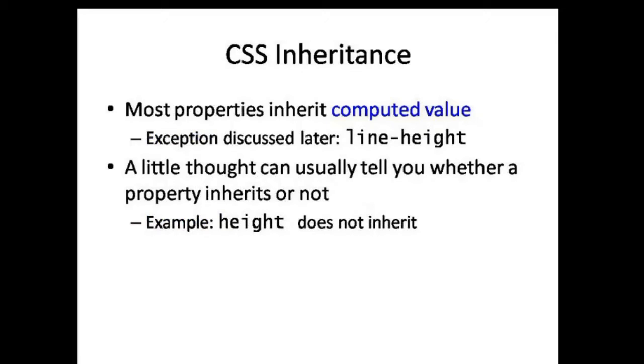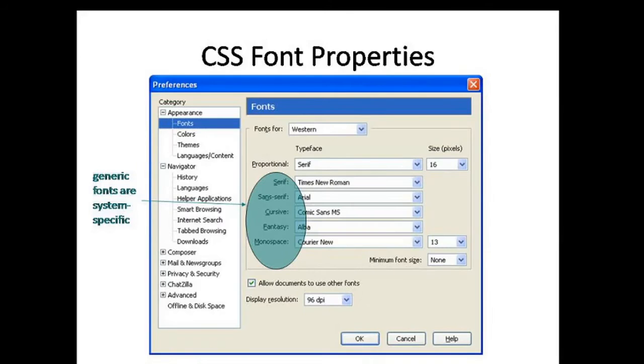Most properties inherit the computed value, for example, with an exception discussed later, line height. A little thought can usually tell you whether it inherits. As you can see, the CSS font properties shown in the preference dialog box are serif, sans serif, cursive, fantasy and monospace. So we can have a combination of these selected as CSS font properties.